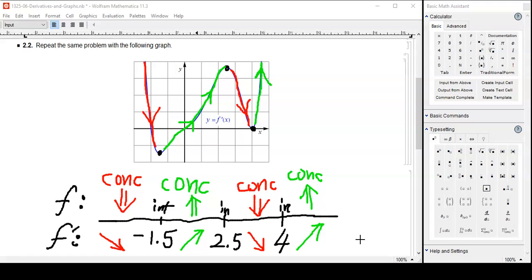Now, if you have all those answers without justification, without this table, then you're going to lose half the credit or more. But with this, you're going to get full credit.